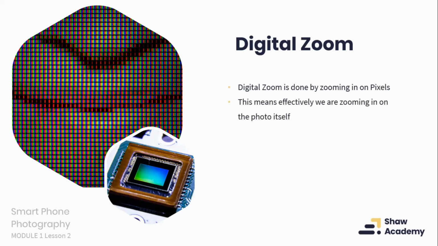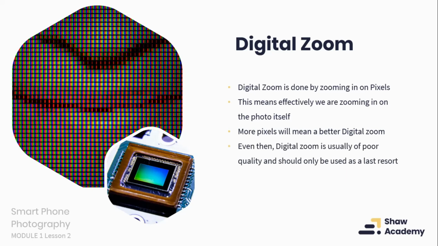So this means that, as you can see here in the example, we're getting in onto the pixels itself. It's like we're cropping into the image to achieve zoom. More pixels will mean a better digital zoom, but you will lose quality when you use digital zoom, and it should only ever be used as a last resort if you really need to capture that photograph, or there's just something in the distance that you just have to capture. Digital zoom will help you to capture it, but you're going to sacrifice quality.